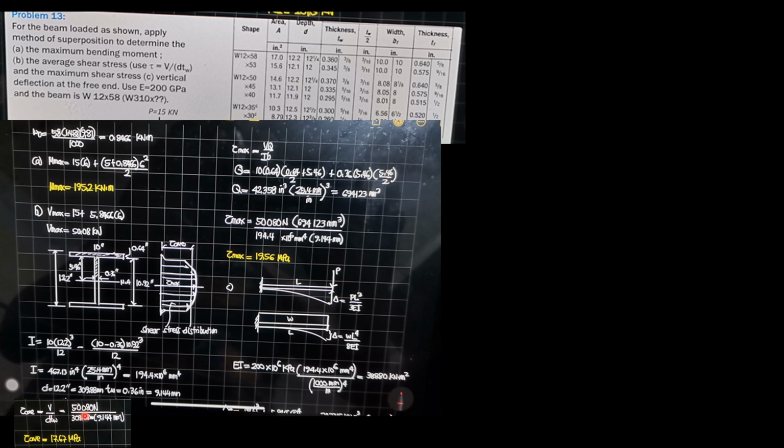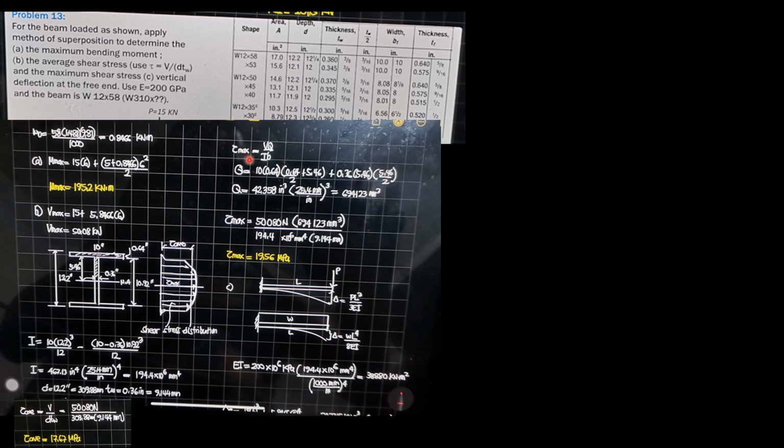The maximum shear force is 50,080 newtons. From here, 50.08 kilonewtons in newtons, 50,080 newtons divided by depth 309.88 mm, times thickness of web 9.144 mm, so that's newton per mm squared or megapascal. So average shear stress is 17.67 megapascals.